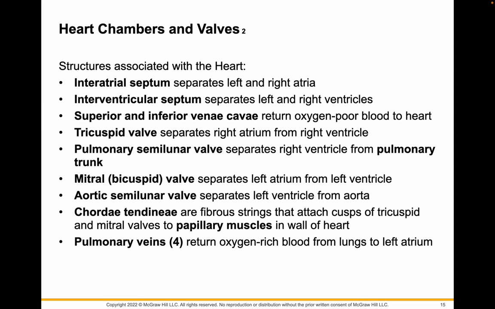The superior and inferior vena cava we've already mentioned. It's a vena cava, a major vein, so we're bringing blood back to the heart. We already learned the tricuspid valve separates right atrium from right ventricle. The pulmonary semilunar valve or pulmonary valve leads to the pulmonary trunk or the whole pulmonary circuit. The bicuspid valve or mitral valve separates the left atrium and left ventricle. The aortic semilunar valve leads to the aorta. So that's what prevents blood from flowing back into the left ventricle.